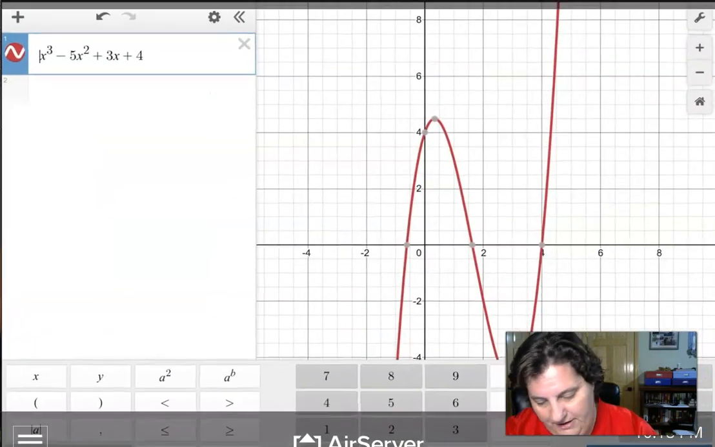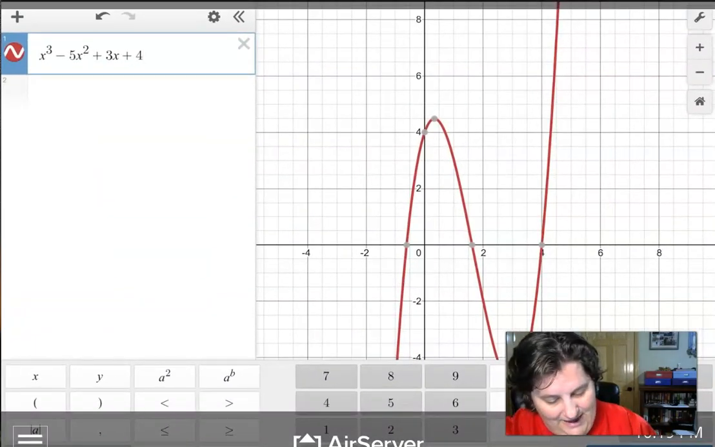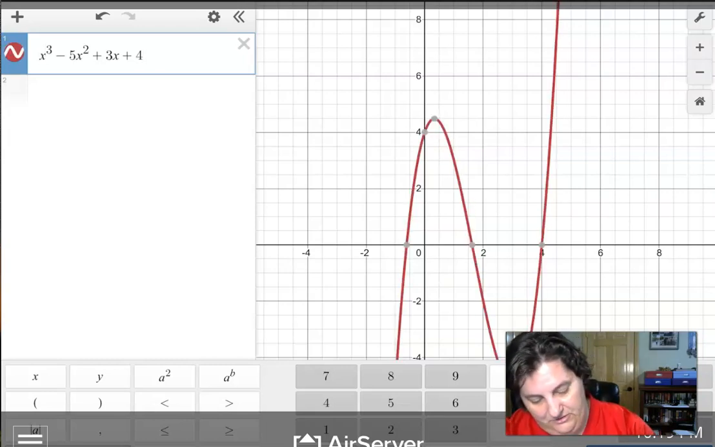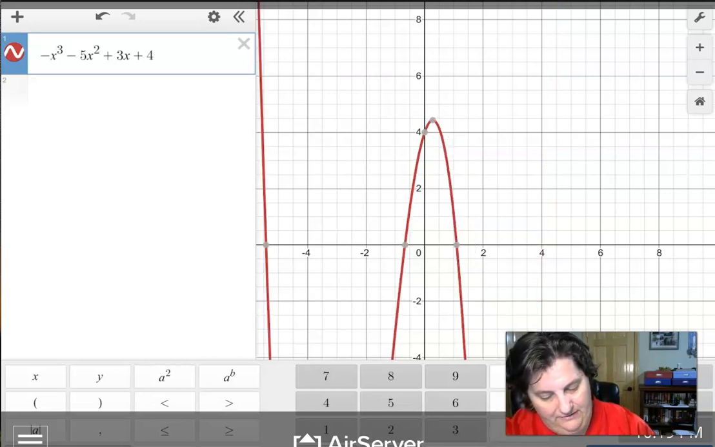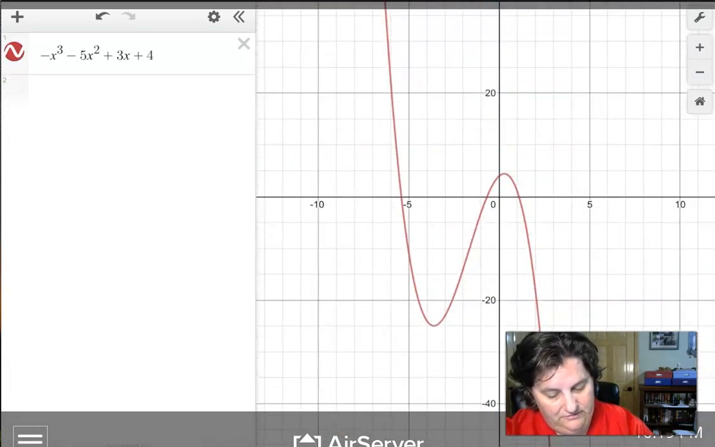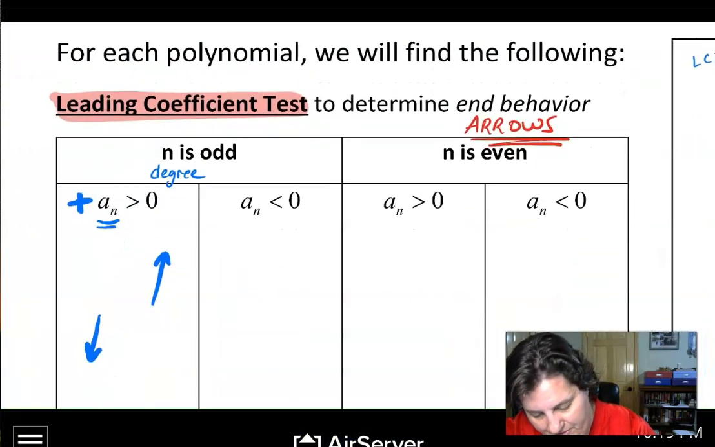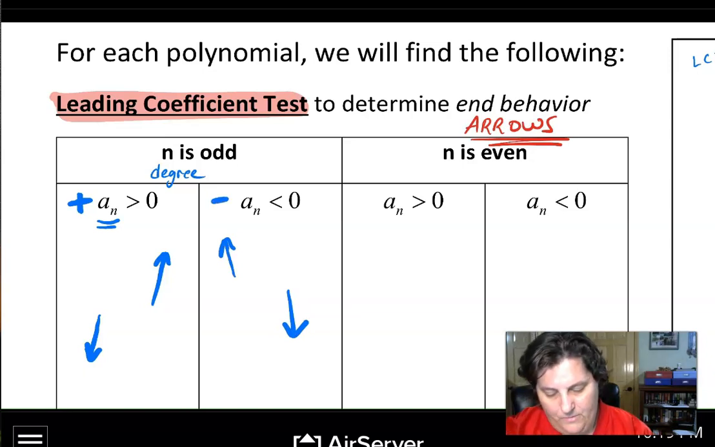All right? The next one is what happens if this is negative? Let's go ahead and make it negative in front of the x to the third, and see what happens. So when I make it negative, it flips upside down. Kind of knew that it would do that. But look, on this side, the arrow goes up that way, and on this side, the arrow goes down that way. Okay, so I flipped it around, but my arrows are going to go up to down when I put a negative in front. So these arrows go in the opposite direction. Okay? All right. Next one.